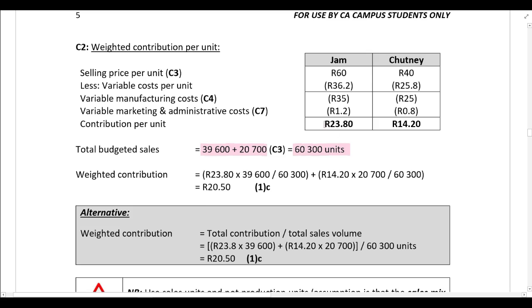So what you do is you take the contribution per unit for jam and you multiply by 39,600 and divide by 60,300. And then for chutney, you take your contribution per unit and you multiply by 20,700 units and divide by 60,300 units. Add those together in order to get the weighted contribution per unit. So the weighted contribution is 20 Rand and 50 cents.